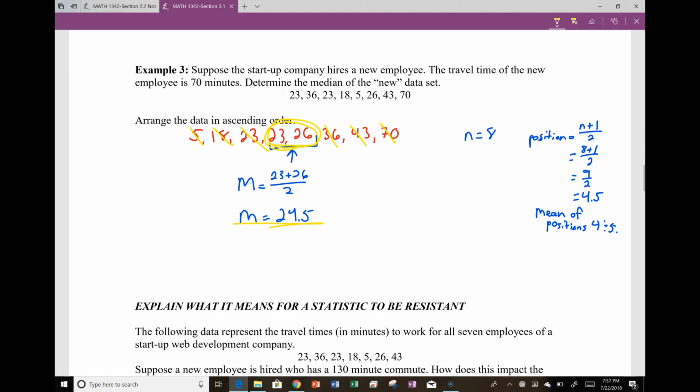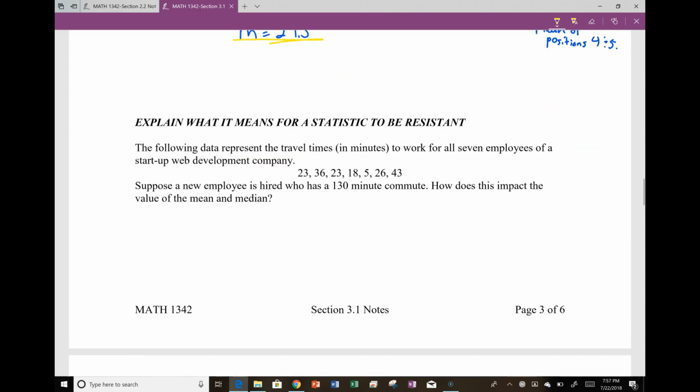Let's look at the mean versus the median of some data. We still have the same original 7 employees. But this time, a new employee was hired that has a commute of 130 minutes. That's much longer than our 70-minute commute. And we want to know, how does this number impact the value of our mean and our median? So originally, our mean was 24.9 and our median was 23. This is of our original data set.